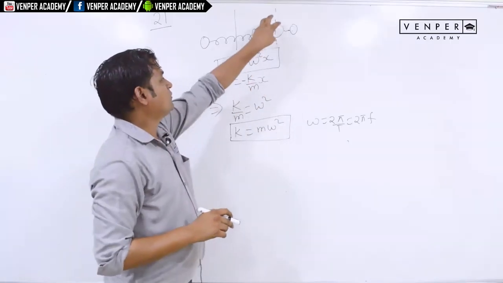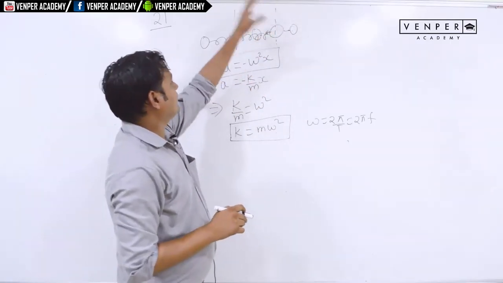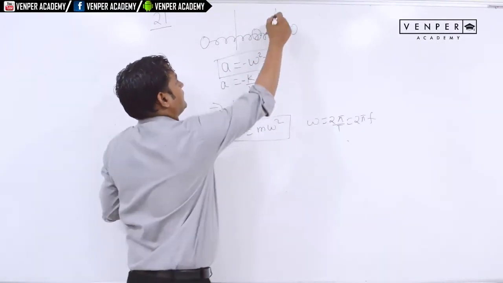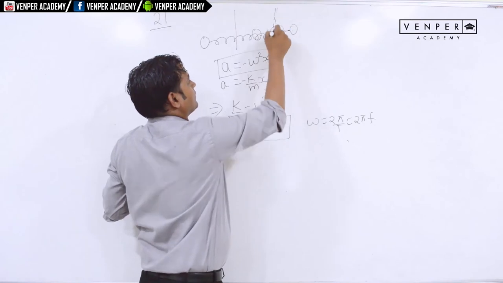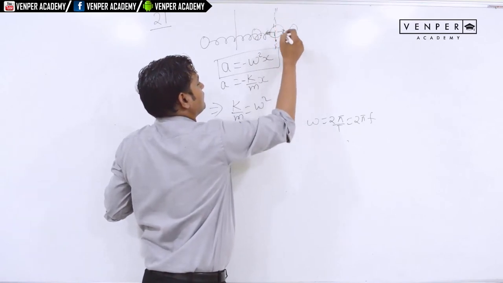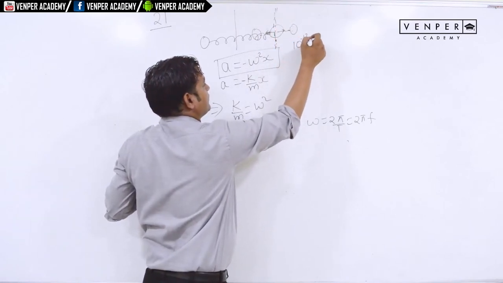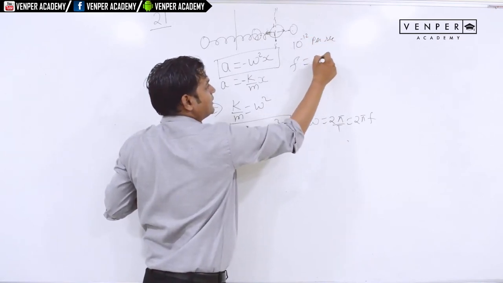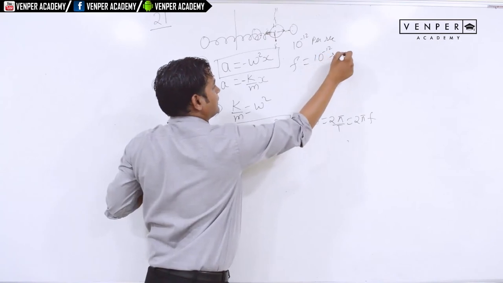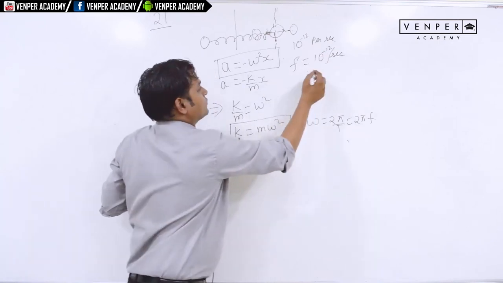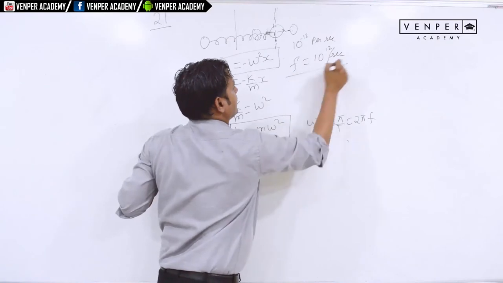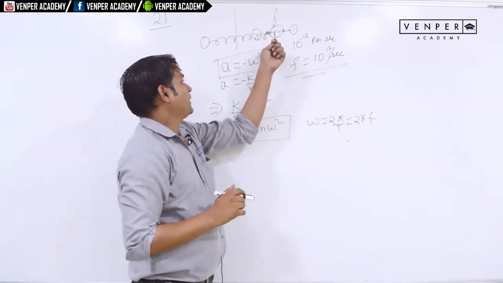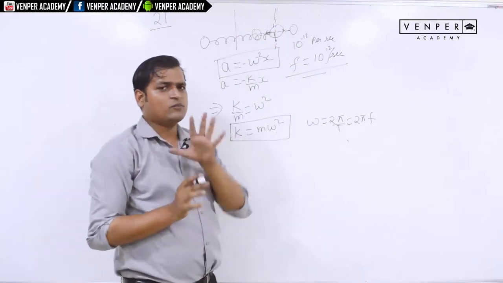See here, there is one silver atom that is bonded with another silver atom. The silver atom is oscillating with frequency 10 raised to power 12 per second. So the f value is given here. In this case, the silver atom is oscillating about its mean position, so it is performing simple harmonic motion.